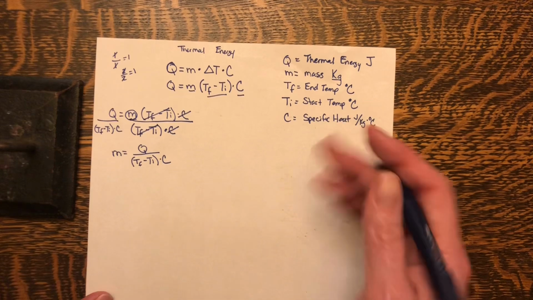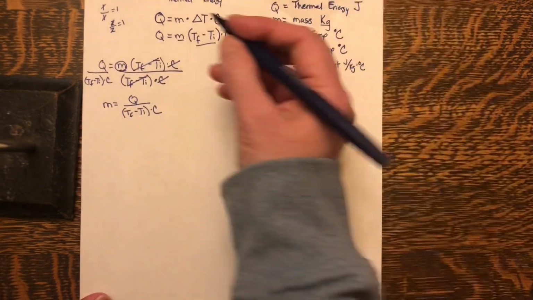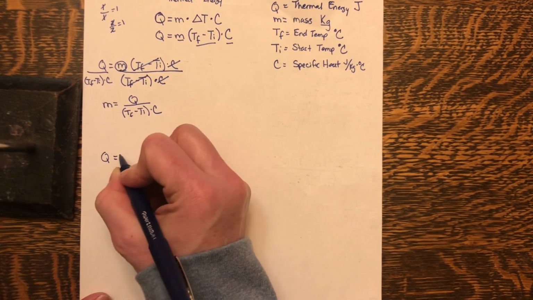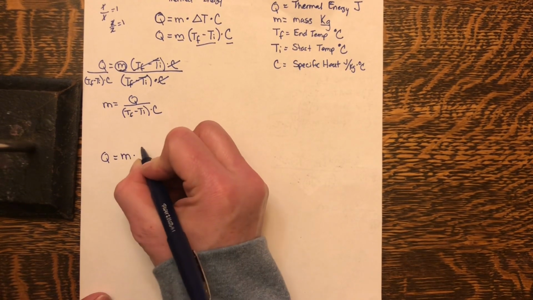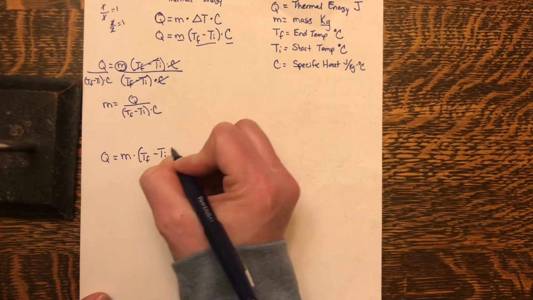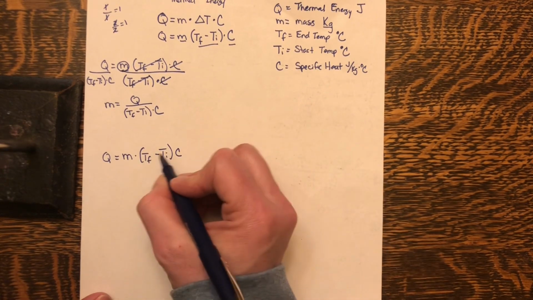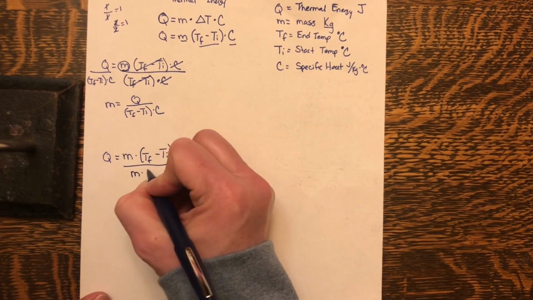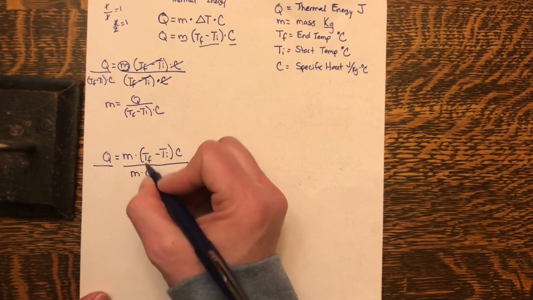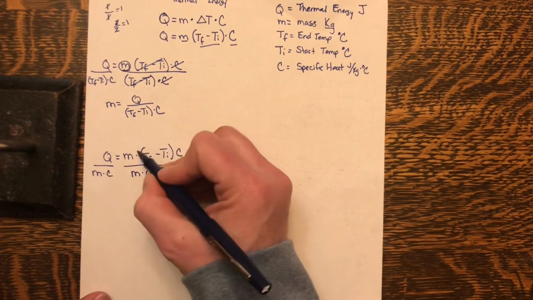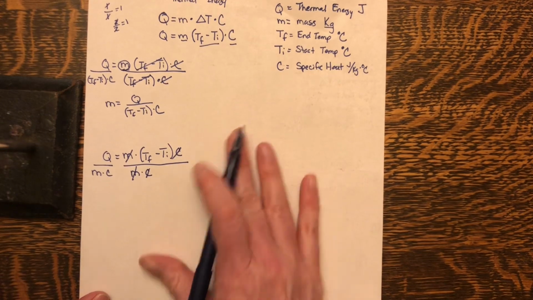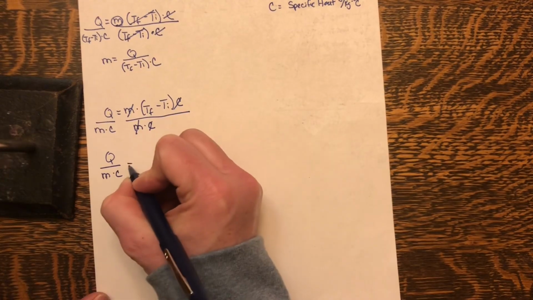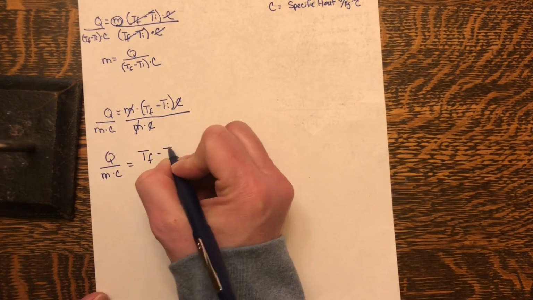Okay, so let's say we want to find our change in temperature. We're going to start with our original equation. Our thermal energy equals our mass times our temperature final minus our temperature initial times our specific heat. So we want to get this all by itself. So I'm going to divide this side by my mass times my specific heat. Because I do it on this side, I have to do it on this side. My mass cancels, my specific heat cancels, and I've got my thermal energy over my mass times my specific heat equals my temperature final minus my temperature initial.